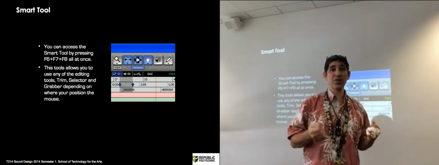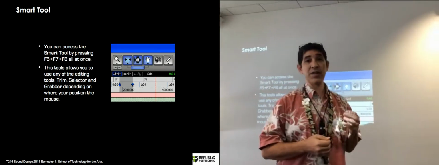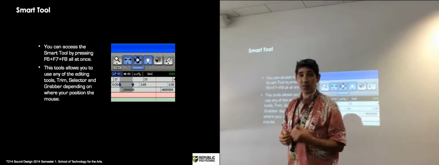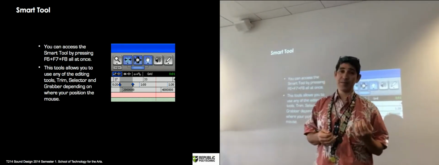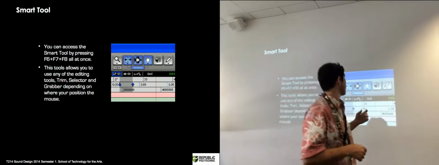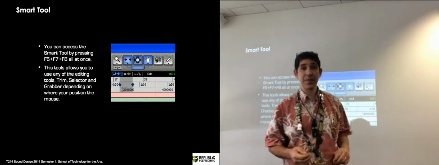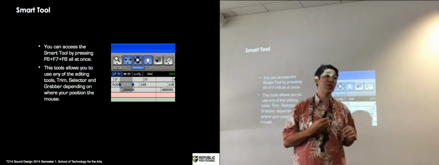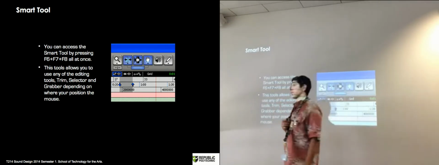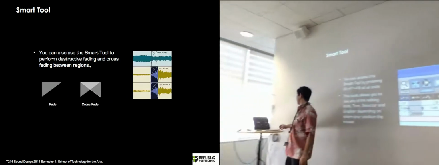Now, you can also use a shortcut by pressing F6, 7, 8 all at one time. But I think just a click up here is probably faster than doing that. So this allows you to do a lot of different kinds of editing. All right, let's look at the next thing, fades.